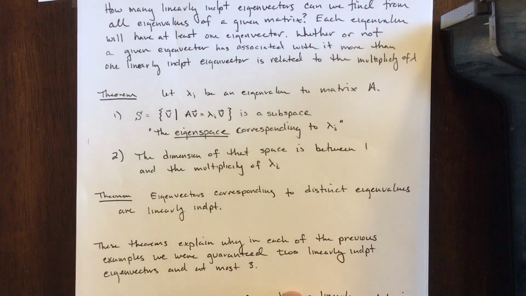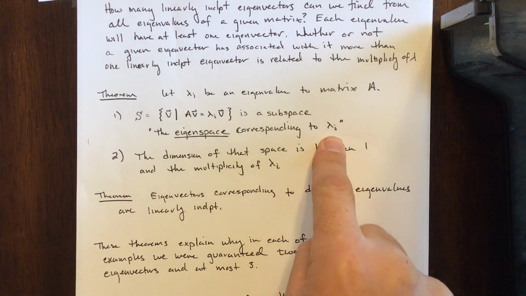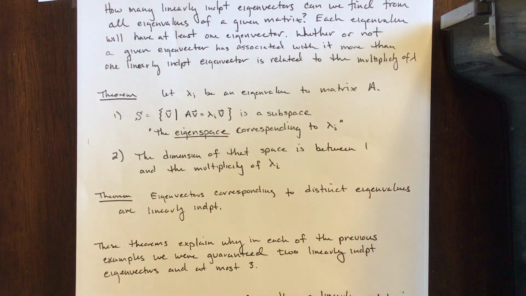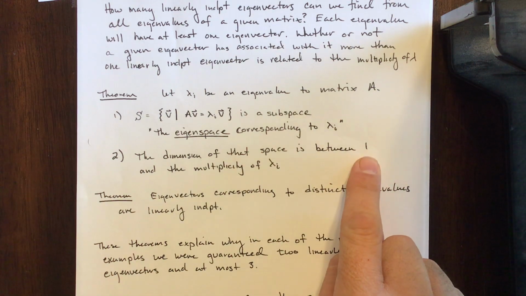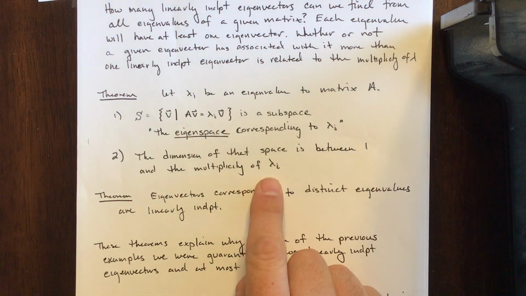So here's the theorem. Let lambda I be an eigenvalue to the matrix A. If you look at S, which is the set of all vectors such that AV equals lambda I times V, this is a subspace of Rn. It's called the eigenspace that corresponds to that particular eigenvalue. The dimension of that space is at least 1 and is less than or equal to the multiplicity of the eigenvalue in the characteristic polynomial.